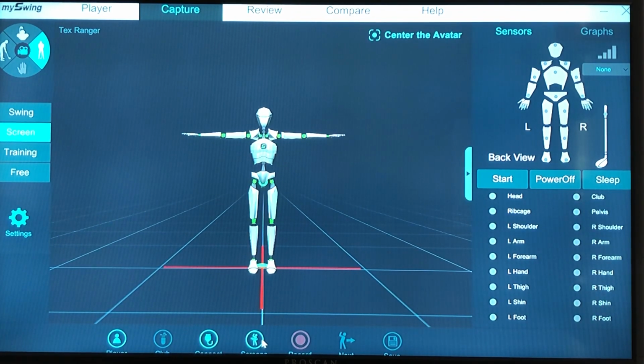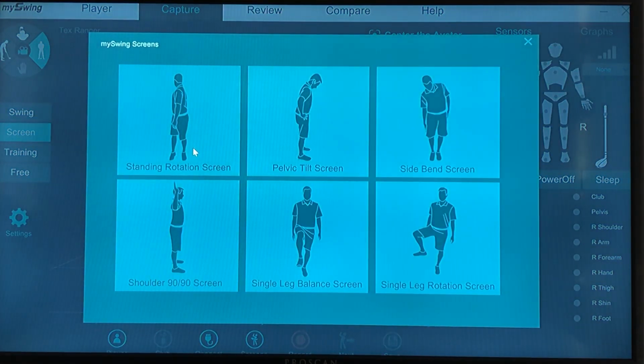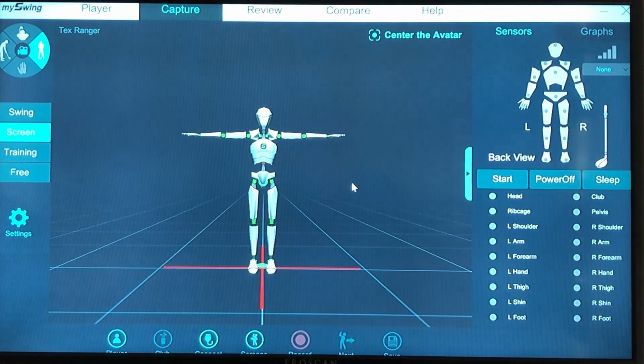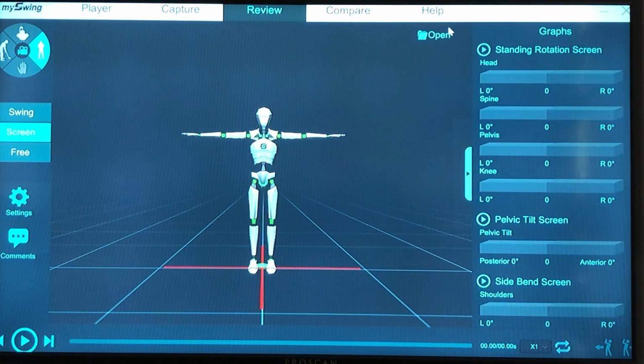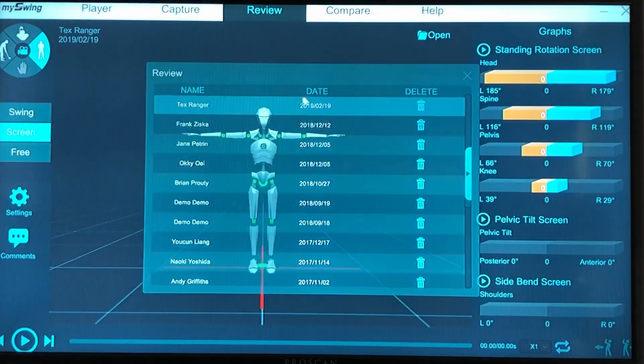Now within the software we do have some built-in screens. There's standing rotation, pelvic tilt, side bend, shoulder 90-90, single leg balance, single leg rotation. And these are some basic screens that are built in already. You can do any screen that you want, capture any motion for full body that you want, though. You're not restricted to those. Let's look at one of the screens, and let's open one up and take a look.